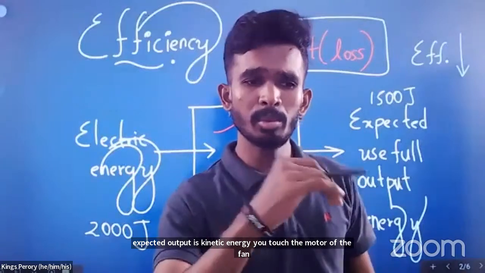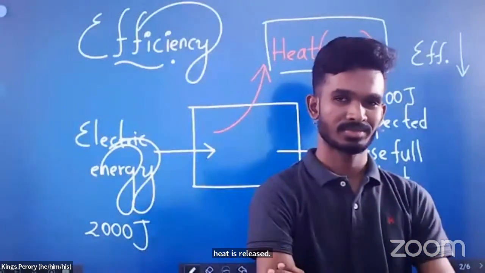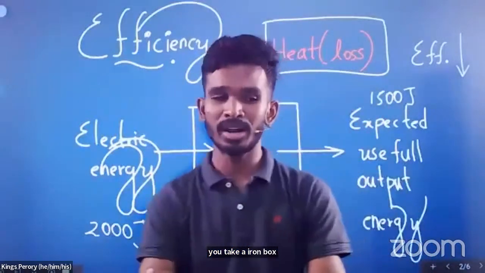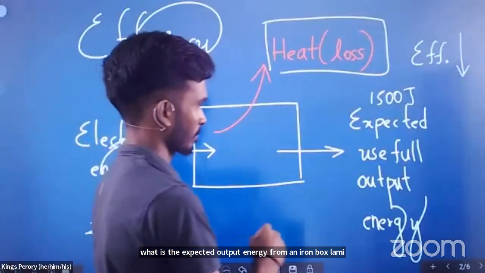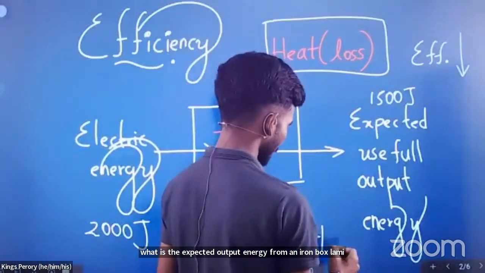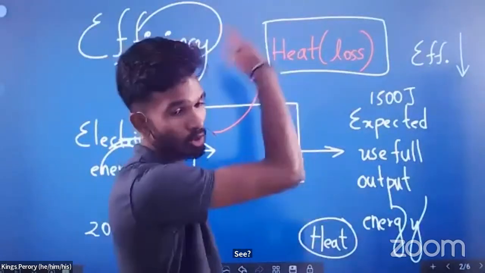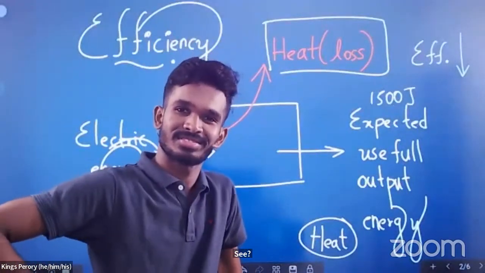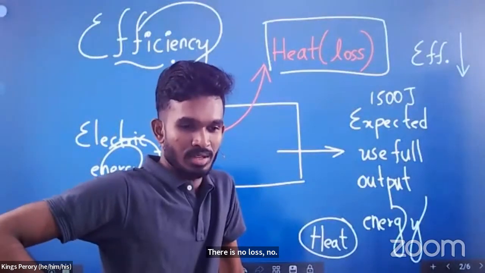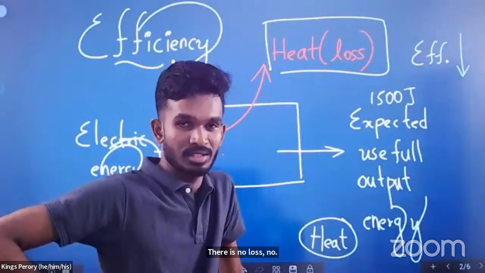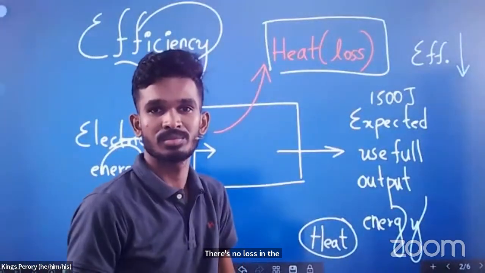You take an iron box. What is the expected output energy from an iron box? Heat energy. So there is no loss, no? In the iron box also we have a loss.